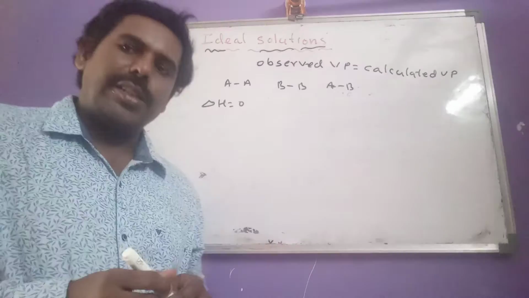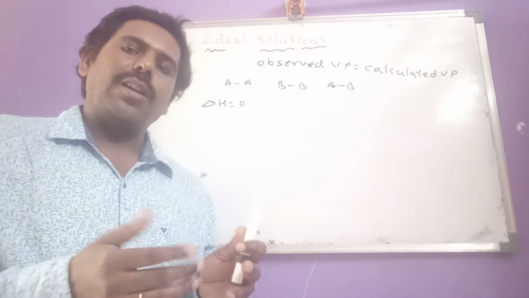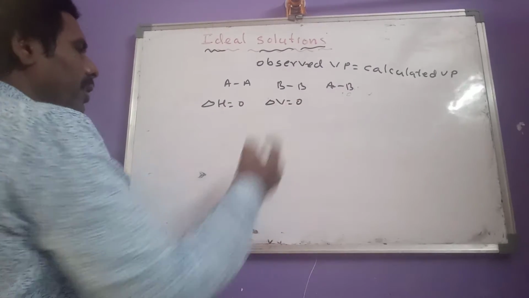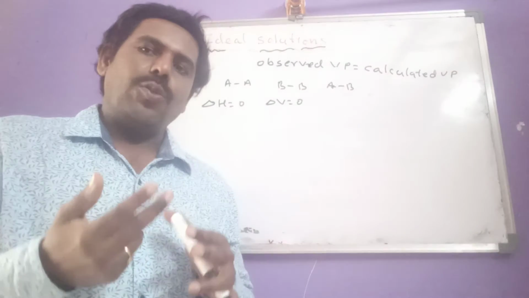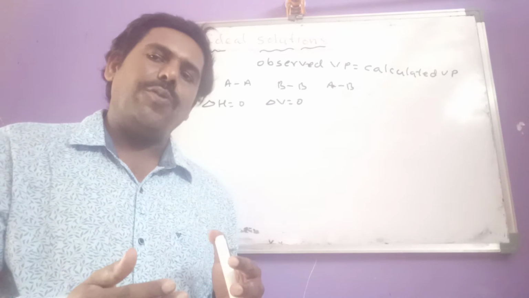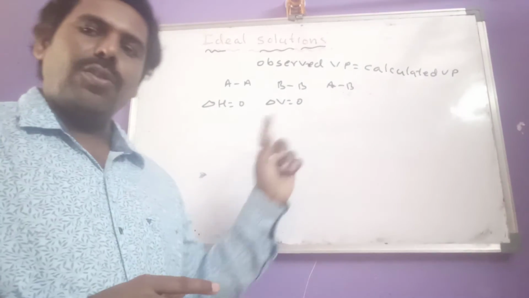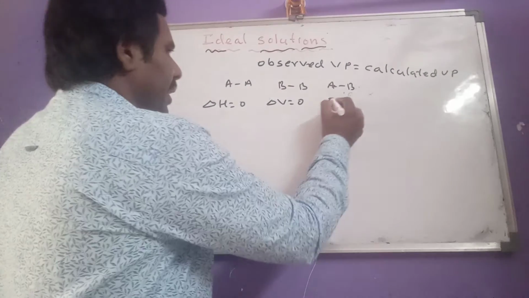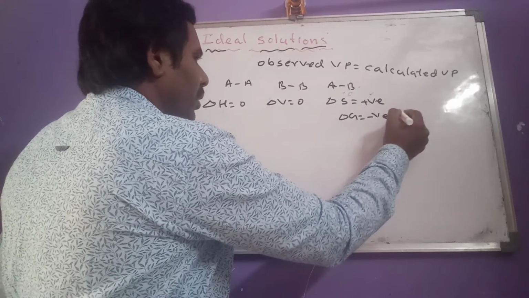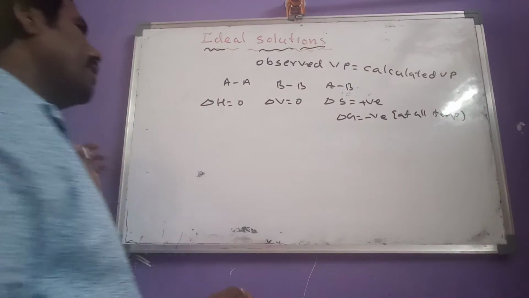Okay, now for this type of solutions, delta H equals 0. Delta H means change in heat energy is 0. That means neither heat is gained nor lost in this process. And also delta V equals 0. Delta V equal to 0 means if 2 liters of A is mixed with 2 liters of B, the total volume is exactly 4 liters, no change in the total value. And for this, delta S is positive and delta G is negative at all temperatures.